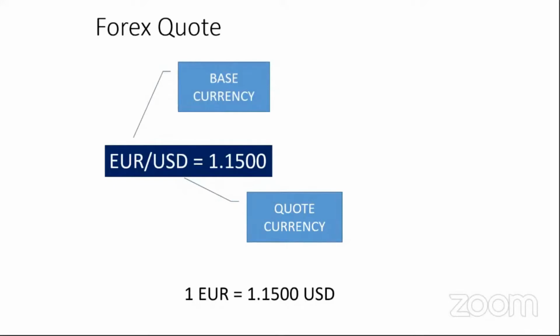Now take note, dalawa yung currencies na involved. Yung nasa kaliwa po, ang tawag natin dyan ay base currency. Yung nasa kanan po, ang tawag natin dyan ay quote currency. Now to make it very simple, yung base currency, ang value niyan ay laging 1. The value of your quote currency is whatever is on the right side. Basta tandaan nyo yung value ng nasa kaliwa, 1. That's your base currency. So 1 euro is equal to $1.15.